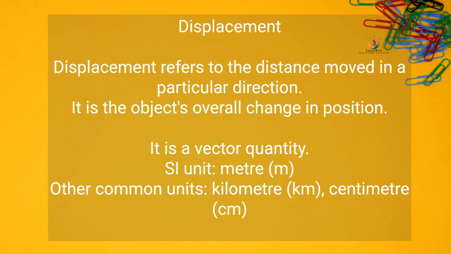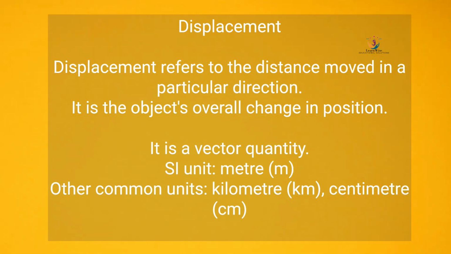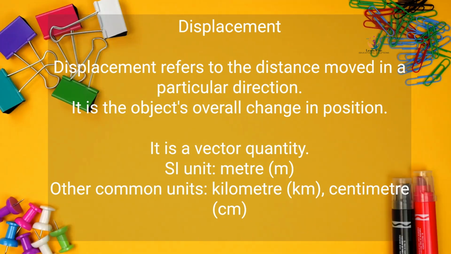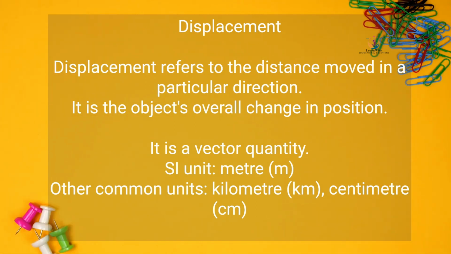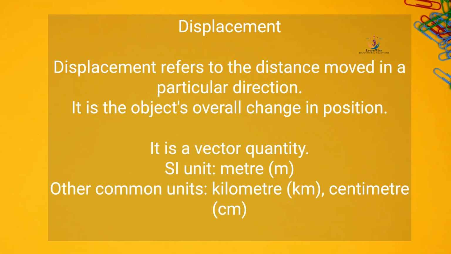Displacement. Displacement refers to the distance moved in a particular direction. It is the object's overall change in position. It is a vector quantity. SI unit: meter, m. Other common units: kilometer, km, centimeter, cm.